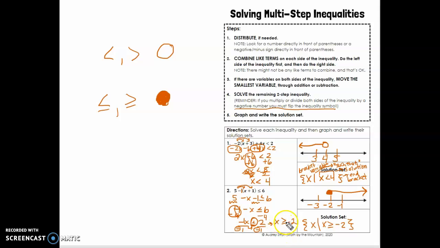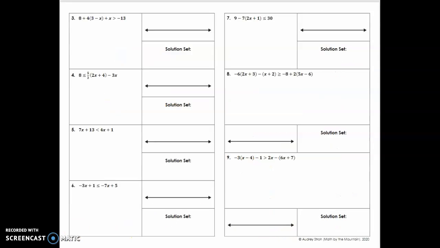Okay, let me get to the next page. I'm going to pause it. Now the next two problems we did in class, I actually had the students walk me through. I didn't speak. They told me what to do. So we'll do 3 and 4, and then the students did 5 through 9 on their own with their table partners.